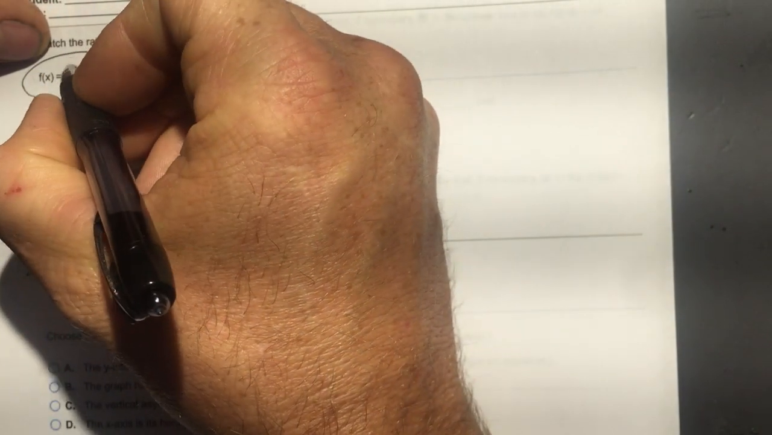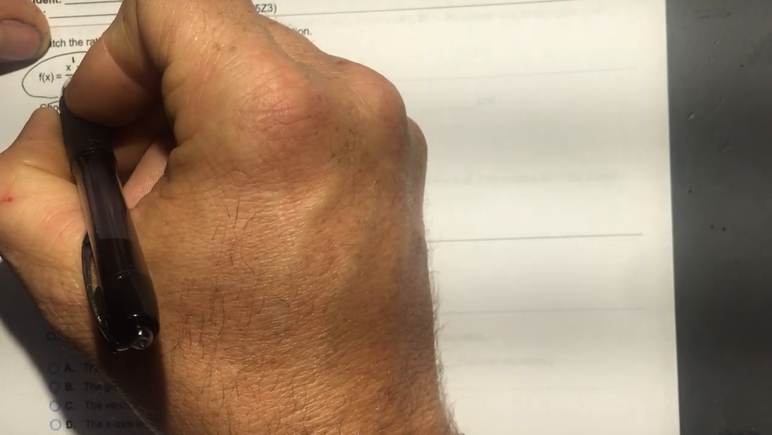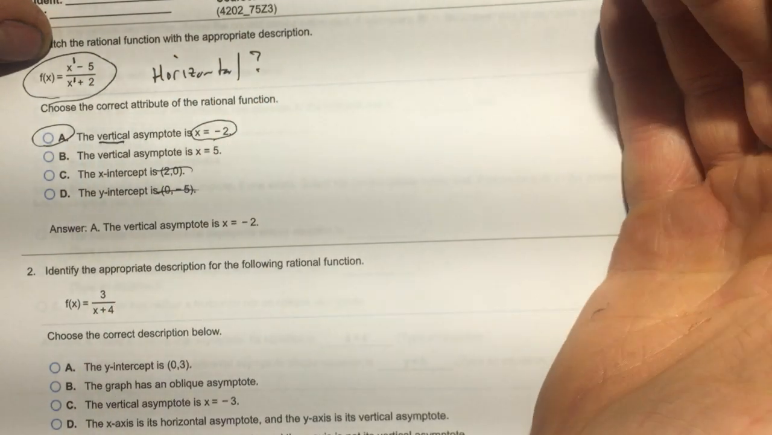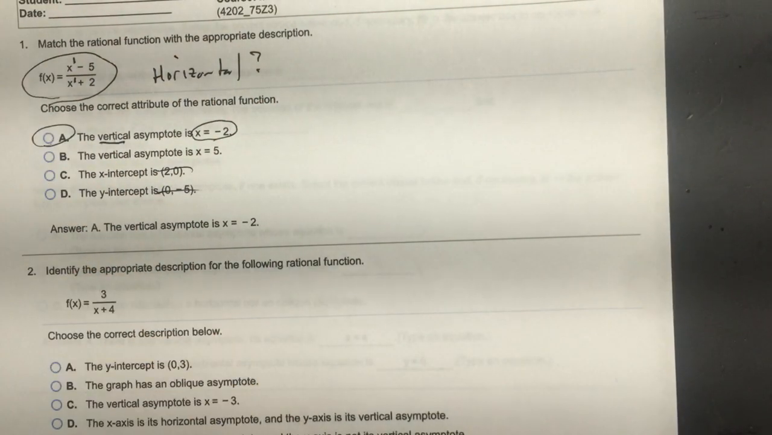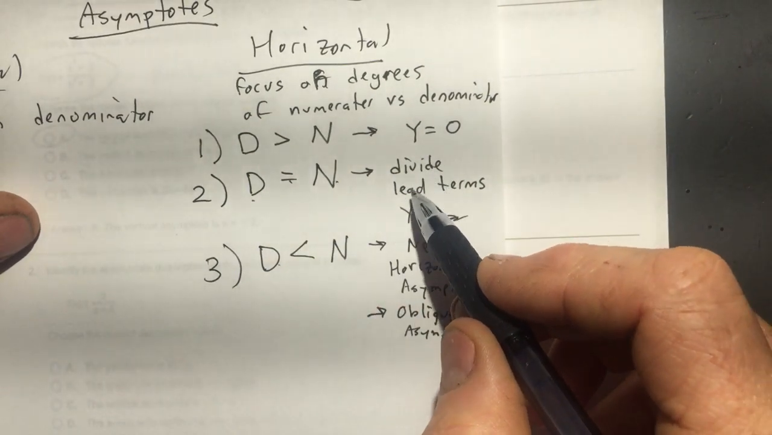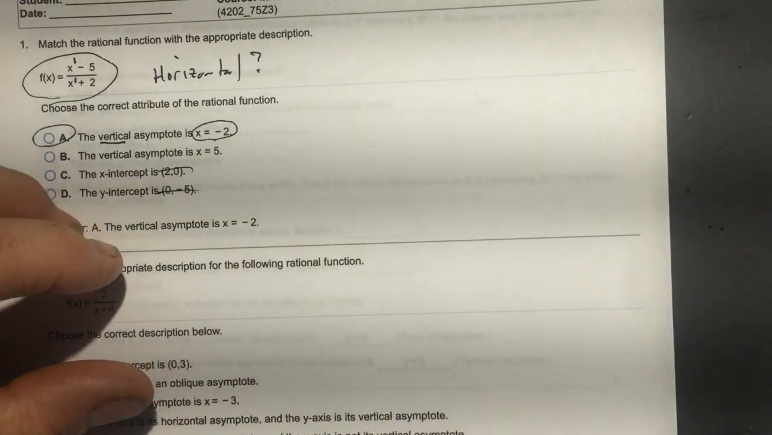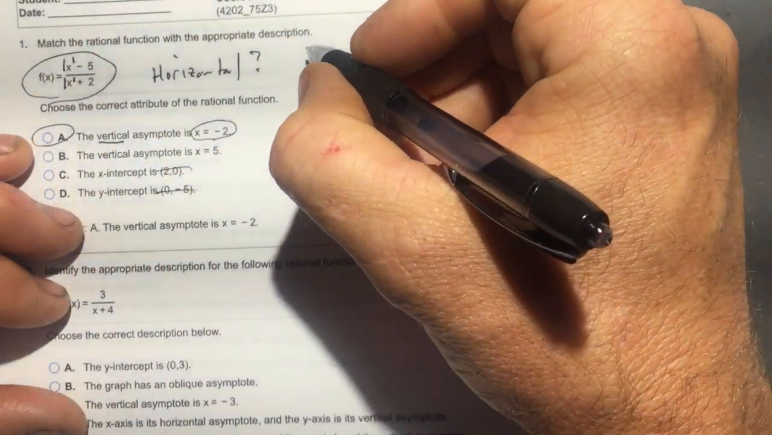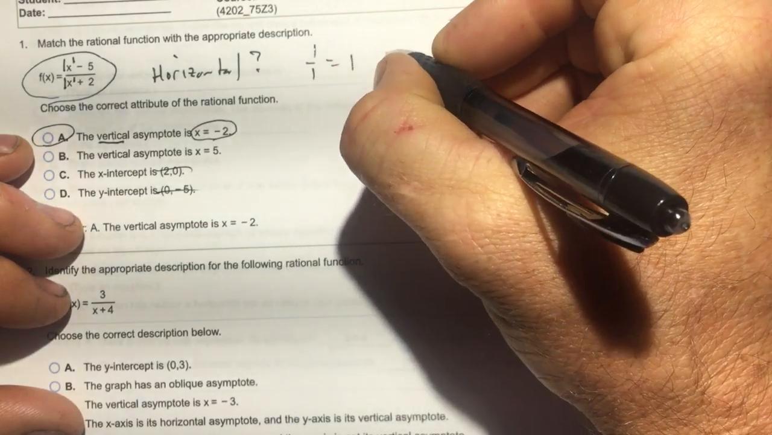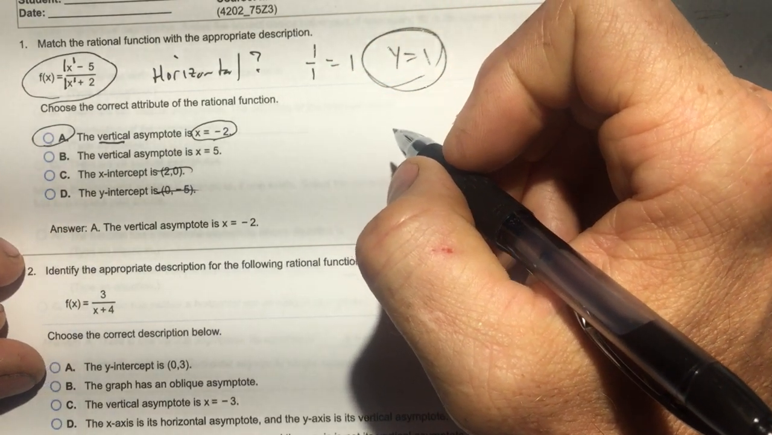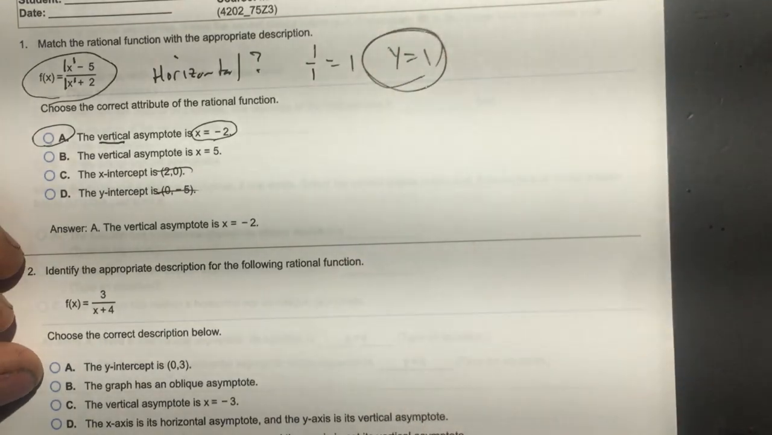Okay, if you look at this one, the degree in the numerator is 1, and the degree down here is 1. All right, so that means they're equal. Okay, so if you look at our notes we just did a minute ago, these are equal, so that means you divide the lead terms. So this is 1 divided by 1, which is 1. Y equals 1 would be my horizontal asymptote.